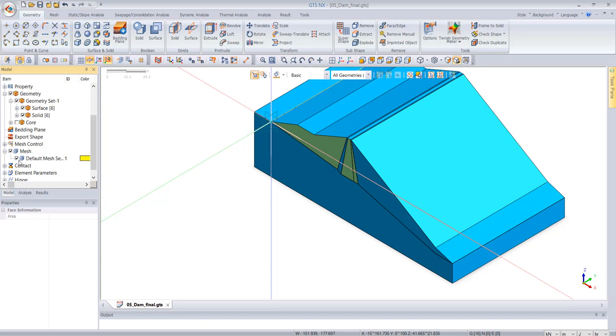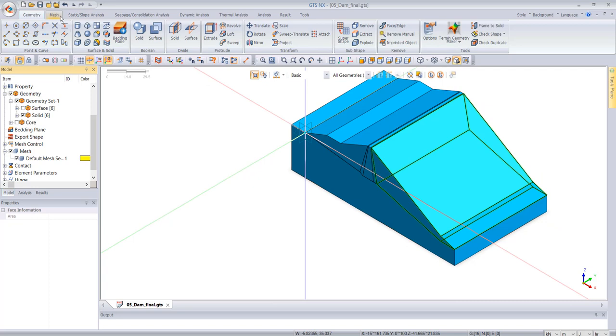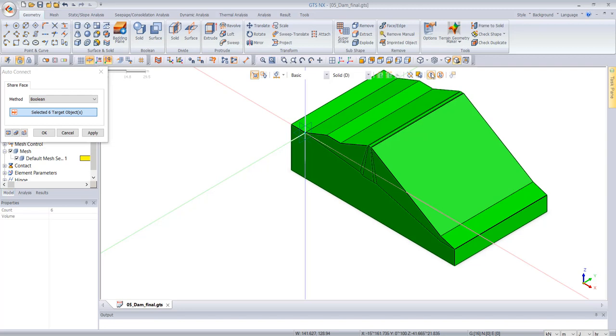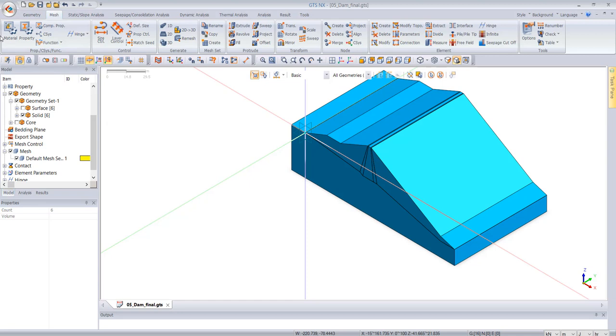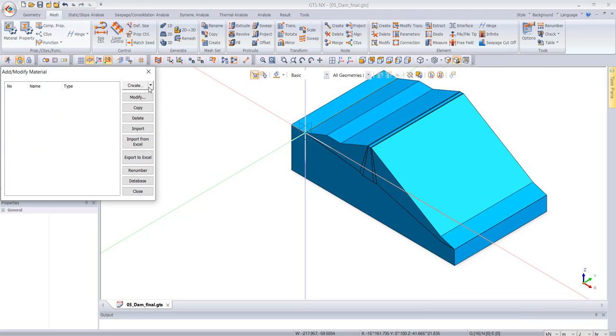And I will come here and I will just hide this, and I will go to auto connect here, and I say boolean, and I choose everything, and I say apply. So I already shared all the faces here. Then I go to material. Now I will start to add our material.